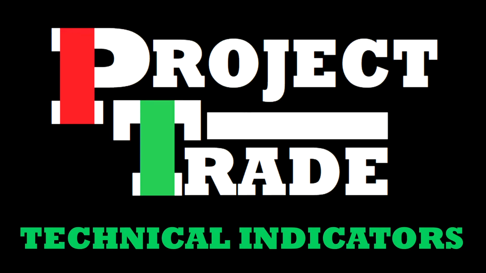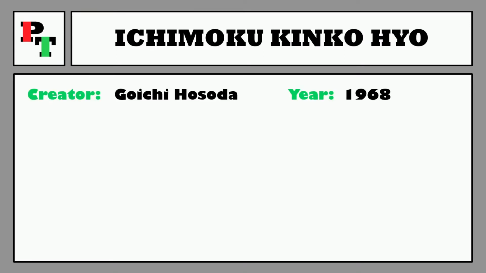This is the Technical Indicators Show, and in this one we are taking a look at the Ichimoku Kinko Hyo indicator, which for the sake of brevity we will henceforth call by abbreviated names such as the Ichi indicator, maybe the occasional Hyo. Alright, introduced in 1968 by Japanese journalist Goichi Hosoda, the Ichi indicator had been a long time in the making at the point of its release.